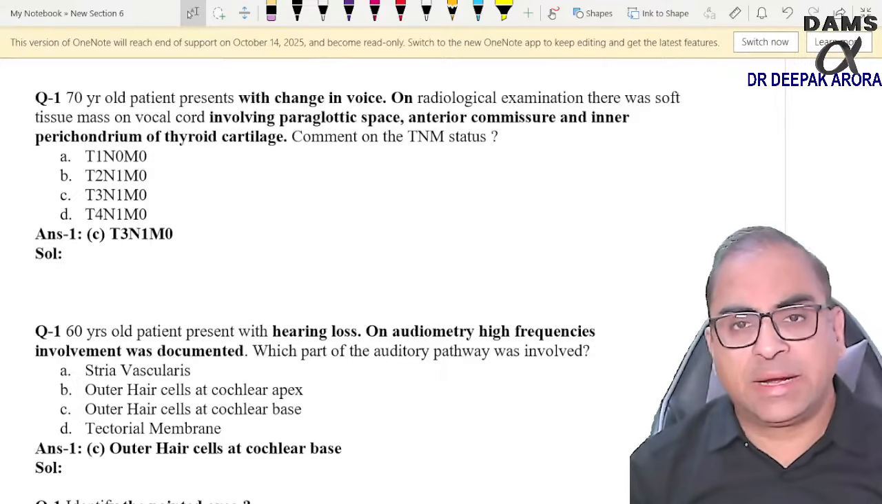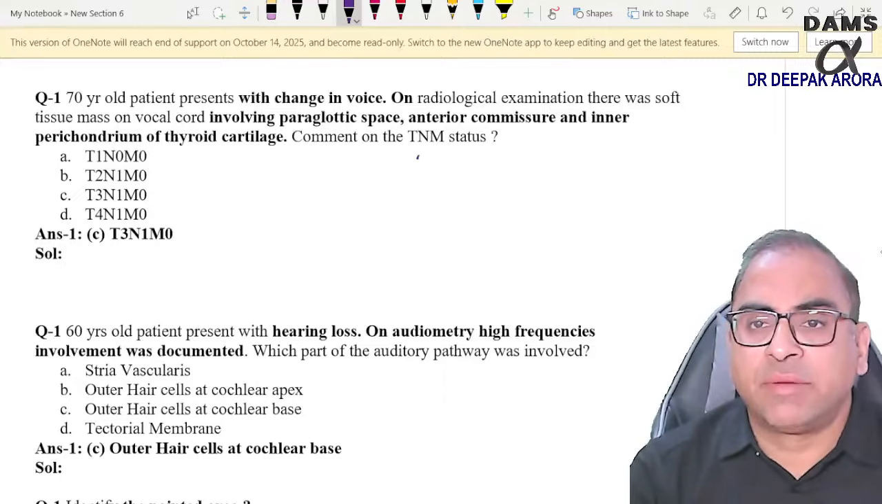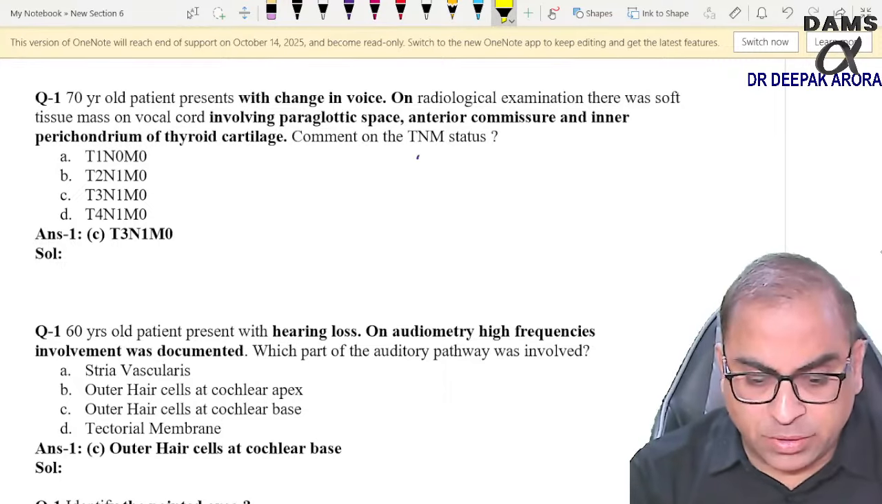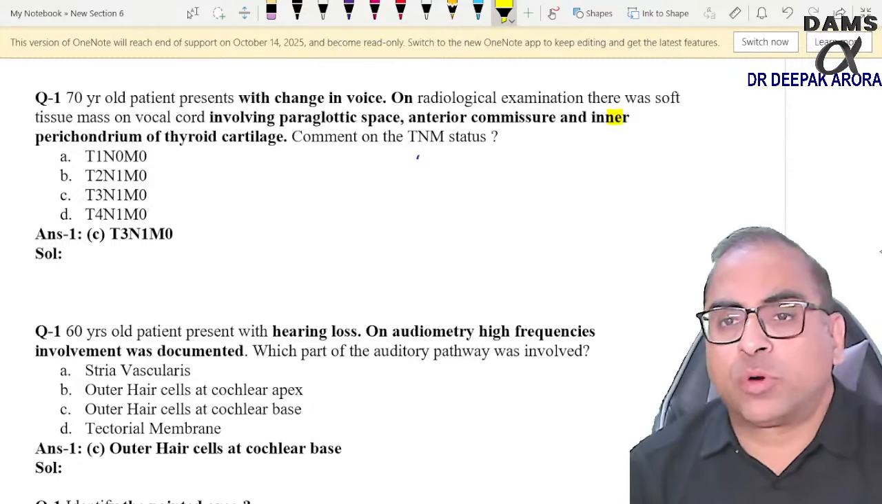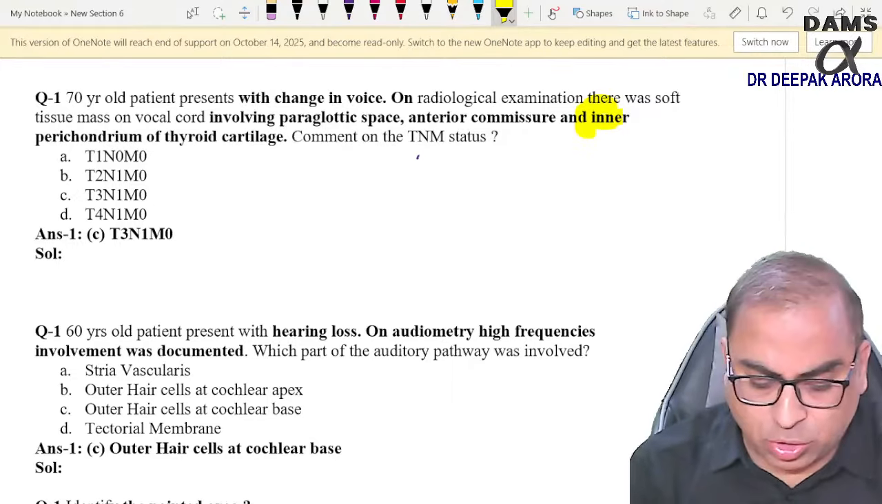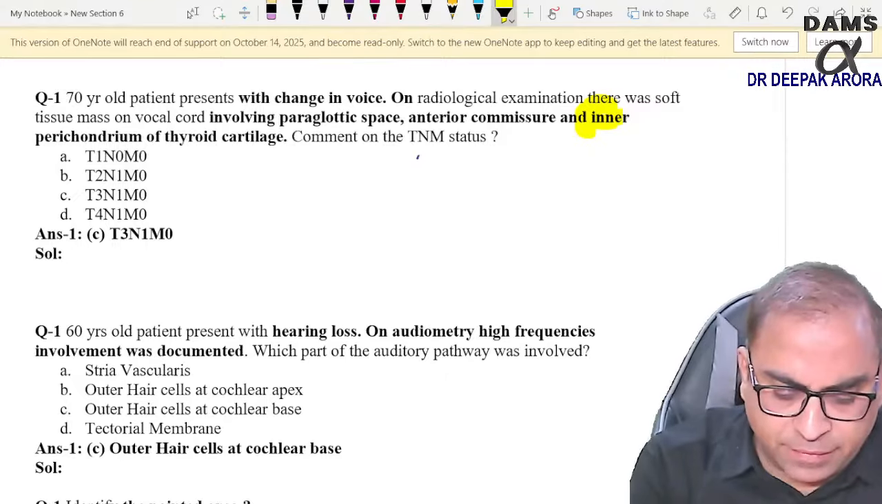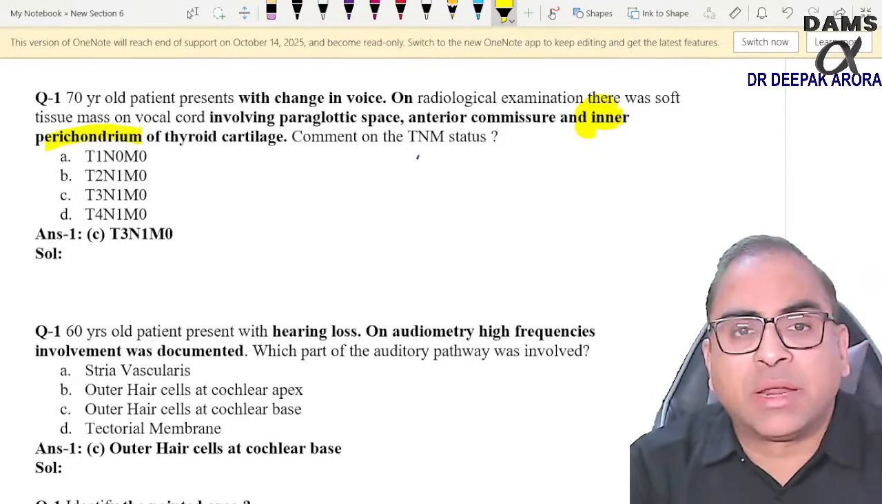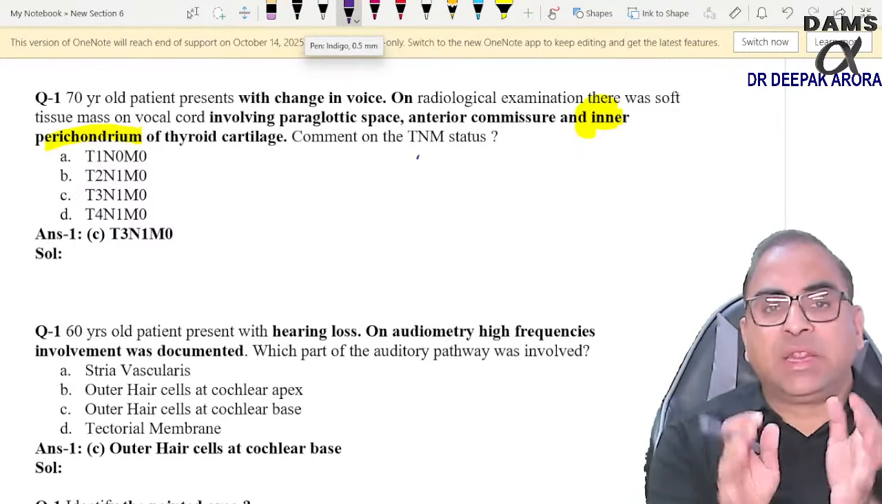Question was on CA larynx, beta. Clear? And the keyword given by the examiner was fixed vocal cord. Now, this seems to be a controversial MCQ. Why? Because many students in the Telegram group or on my inbox message were saying that the inner perichondrium of the thyroid cartilage was involved. Hardly makes a difference, beta. Even if the inner perichondrium is involved, that is the tumor is confined within the larynx.